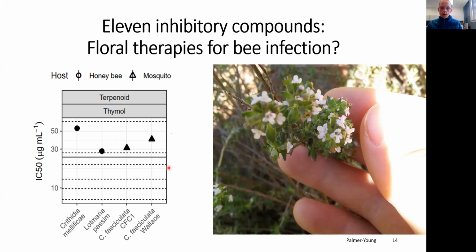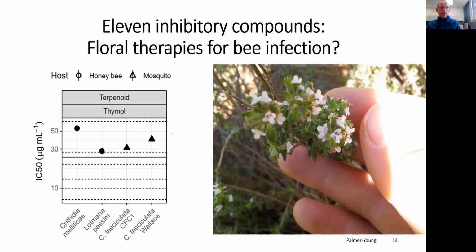Note that the thymol LD50 for honeybees is an order of magnitude higher than the concentrations needed for parasite inhibition, suggesting that this compound could also be useful for treatment of infection in managed colonies, where thymol is already used as a fumigant to eliminate parasitic mites.